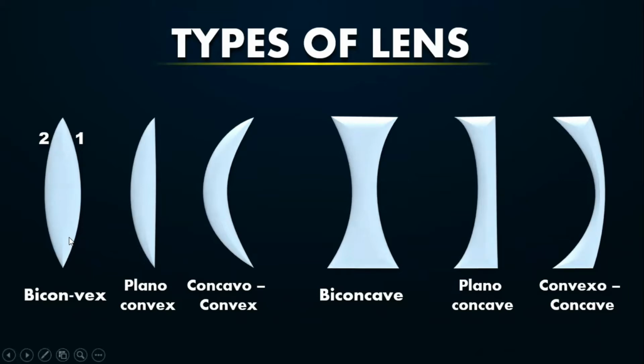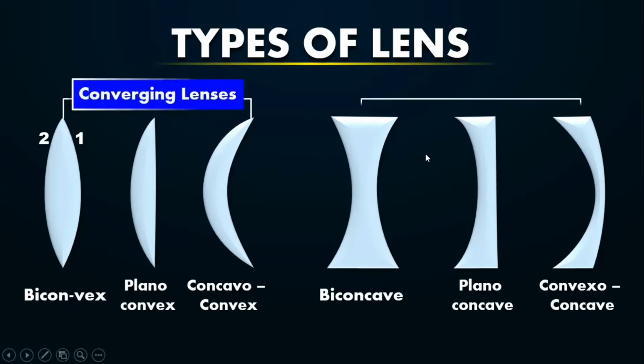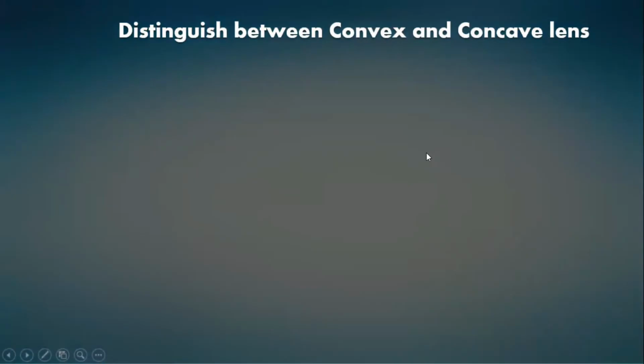Because on both sides it is bulging. Plano-convex, only on one side it is bulging. Concavo-convex, one side concave, one side convex. Similarly, biconcave, both sides are bulging inwards. Plano-concave, one side is bulging inwards and one side is flat, plain. And convexo-concave means one side convex, one side concave. These three are converging lenses, these three are diverging lenses.